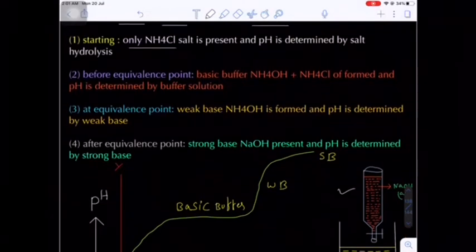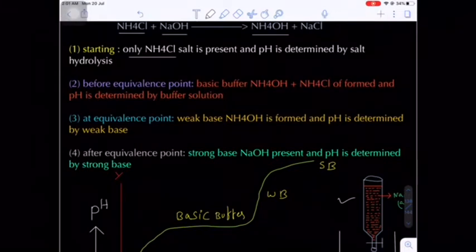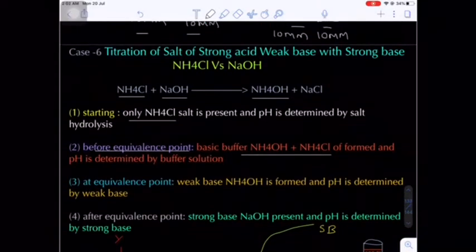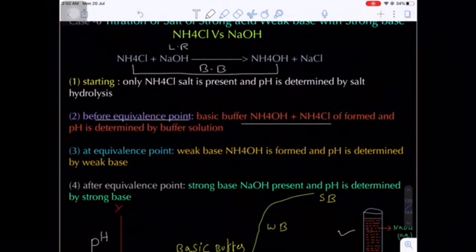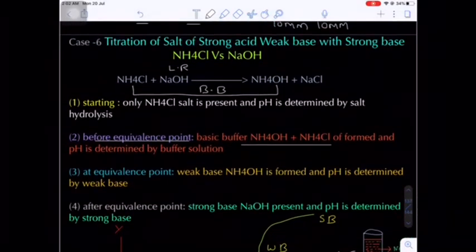Now here also there are 4 steps. In the first step, initially in the beaker we have only ammonium chloride. Now we are adding NaOH from the burette drop by drop. When we add the NaOH slowly, the salt will be decomposed and a buffer is formed, because here NaOH will be the limiting reagent, so it will be consumed completely in the reaction, and ammonium chloride will be present in the beaker along with NH4OH. This is nothing but a basic buffer. This is before the equivalence point.